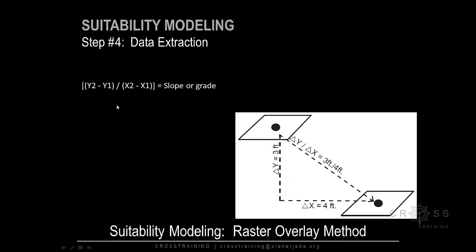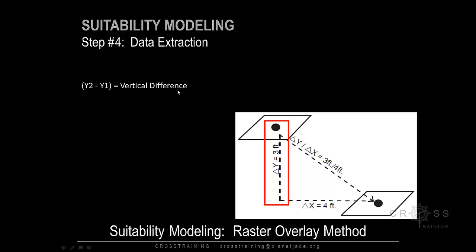So here's an equation. We have y2 minus y1 divided by x2 minus x1. So this is some point y2 minus a point y1, and then divided by a point x2 minus a point x1, which gives us slope or grade.